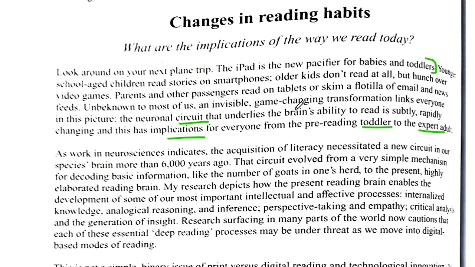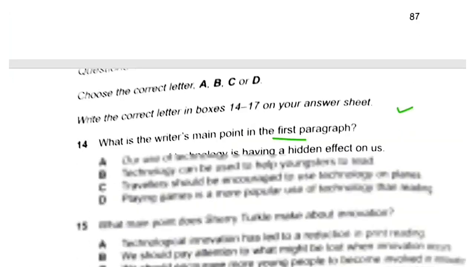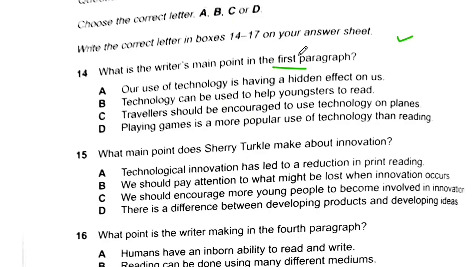When you're reading the paragraph itself, you must be able to clearly connect the rest of the sentences. First, you can see they're telling about different examples ranging from young children to parents, and then they give the implications. Now we'll be reading the question and we'll try to answer it. What is the writer's main point in the first paragraph? Our use of technology is having a hidden effect on us. So you can see in the first paragraph, they clearly mentioned the effect or the implication on us. This is the first answer.